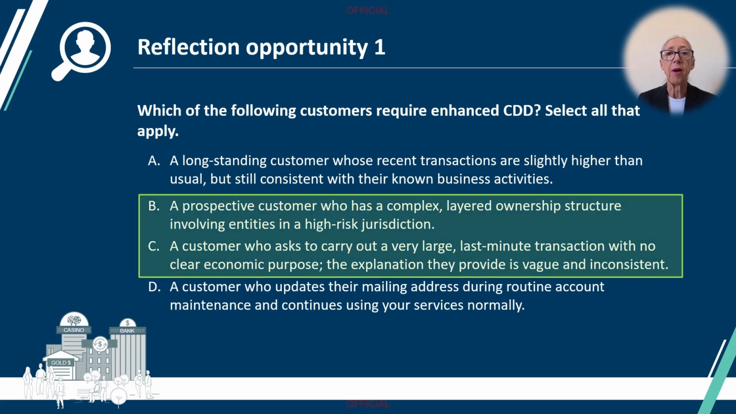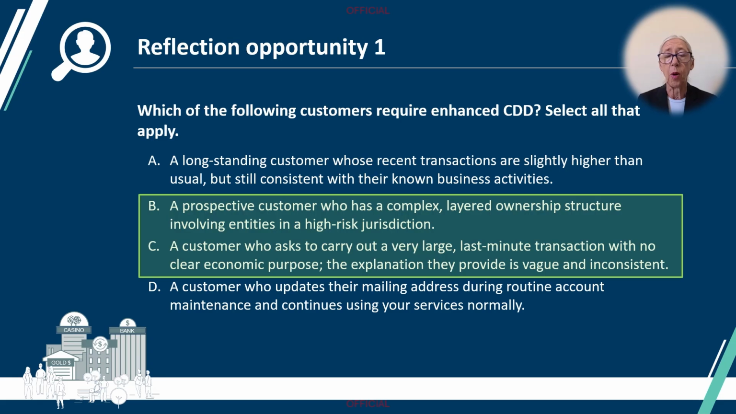The correct answers are option B and option C. Option B requires enhanced CDD because the customer has a complex layered ownership structure involving entities in a high-risk jurisdiction. This is a situation where enhanced CDD must be applied to better understand who owns or controls the customer and assess the MLTF risk. Option C also requires enhanced CDD because the customer is requesting a very large last-minute transaction with no clear economic purpose and a vague, inconsistent explanation. Unusual or unexplained transactions like this are a clear trigger for enhanced CDD.